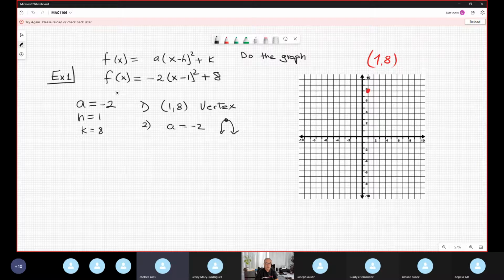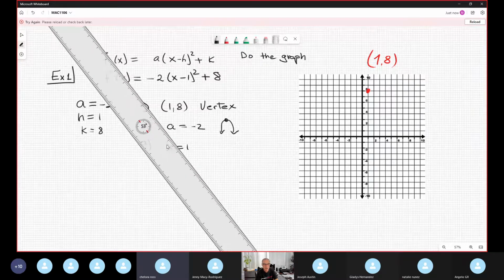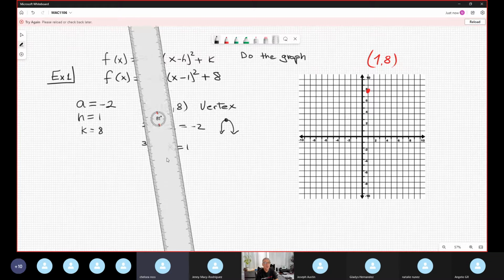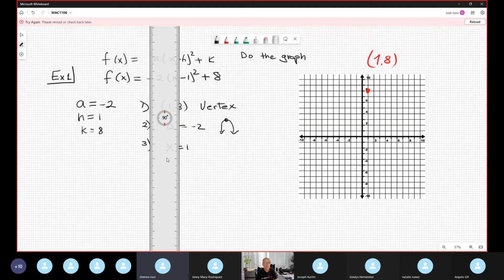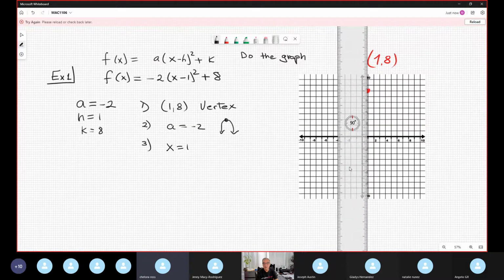Okay, number 3. Number 3 is the axis of symmetry. The axis of symmetry is always x equals something. X equals h. And who is h? 1. Okay, so from this, I draw my vertical line, 90 degrees, passing through the vertex. And this splits my parabola. Normally the axis of symmetry is an auxiliary construction and is drawn in dotted line.